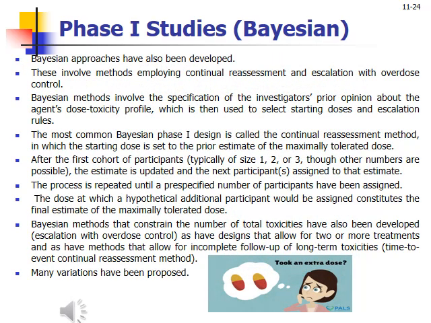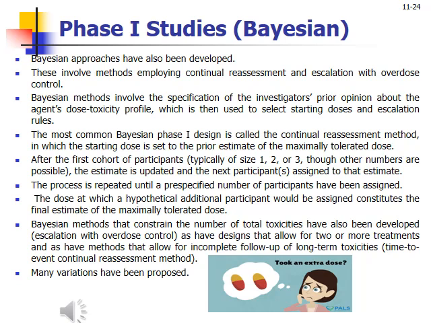Bayesian approaches have also been developed. These involve methods employing continual reassessment and escalation with overdose control. Bayesian methods involve the specification of the investigator's prior opinion about the agent's dose toxicity profile, which is then used to select starting doses and escalation rules.